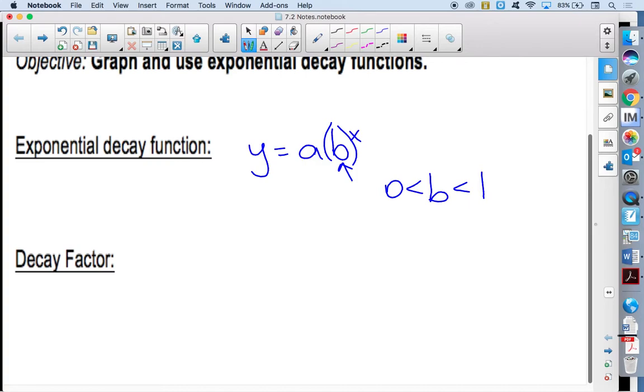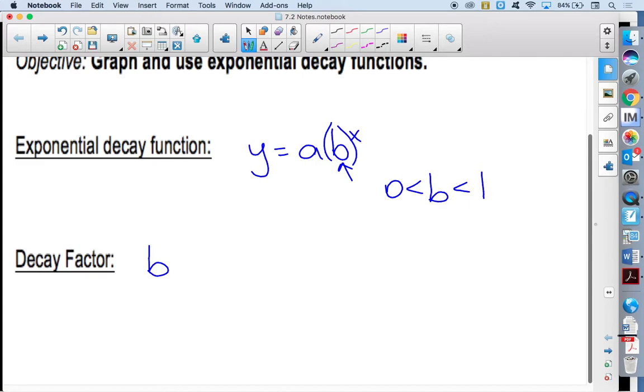So anything bigger than 1 makes the graph increase, but if it's less than 1, and it has to be bigger than 0, then our graph will go down. It'll start up high, and then the graph just falls and goes down. That's because of this number being less than 1. So instead of a growth factor, the b value is now called a decay factor. It just depends on the number in there whether it's going to grow or decay.